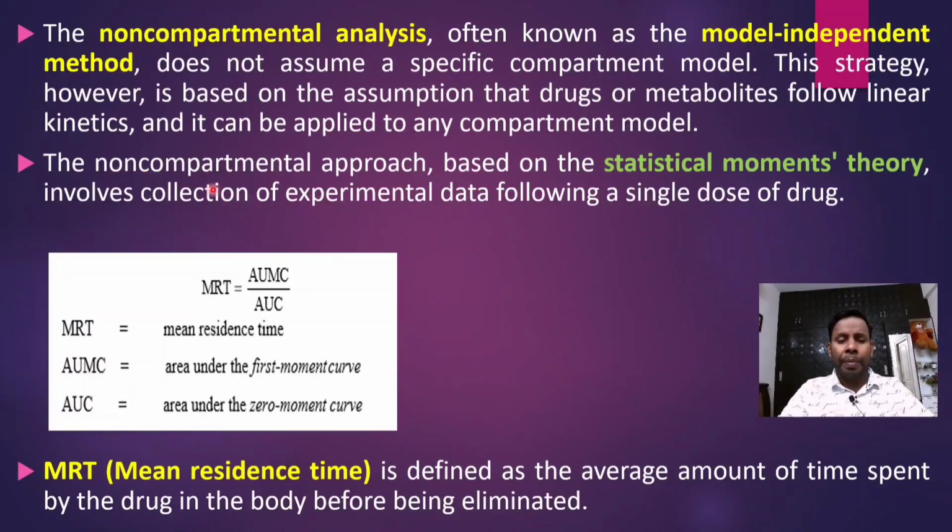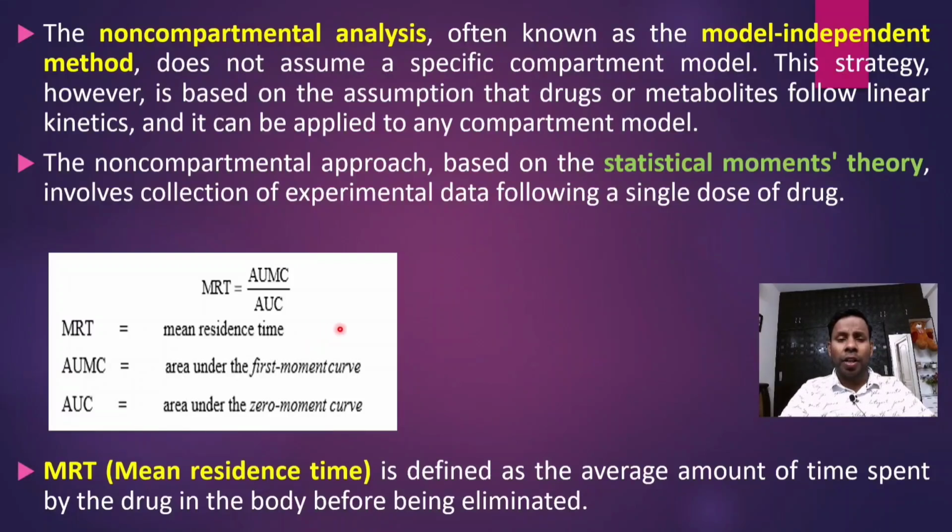Second, this non-compartment approach is based on statistical moment theory. This theory involves the collection of experimental data following a single dose of a drug. After a single dose of drug is administered, then at regular time intervals like first hour, second hour, third hour, fourth hour, how much drug is present in blood or plasma will be estimated, and that data will be used to get the MRT. MRT stands for mean residence time. It can be calculated by dividing AUMC by AUC. MRT is equal to AUMC by AUC.